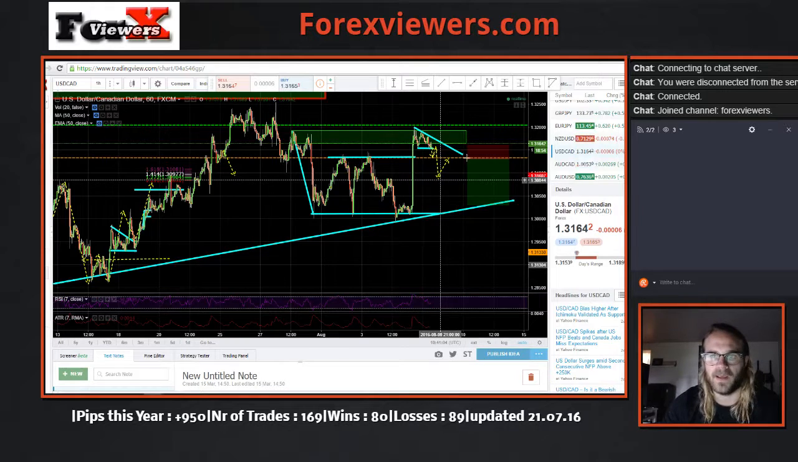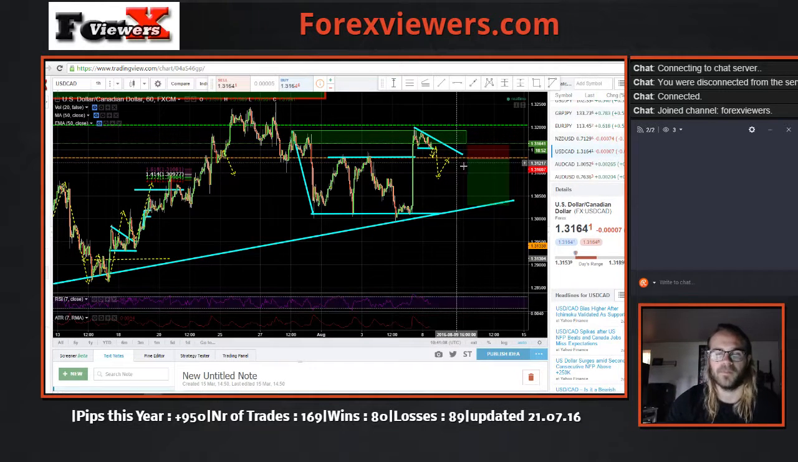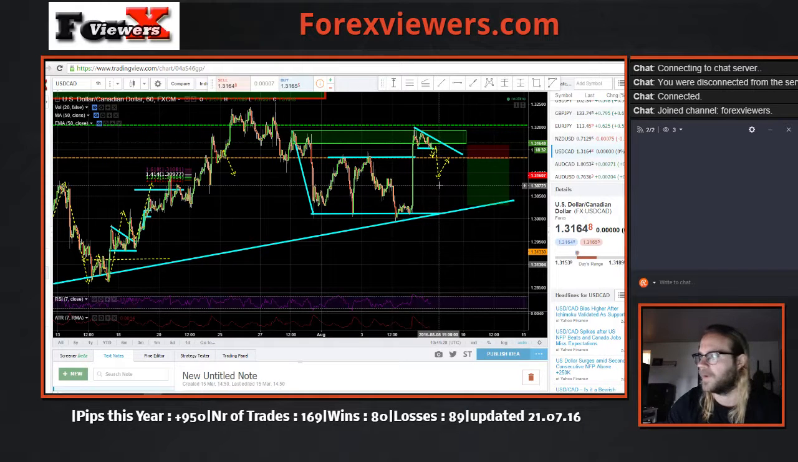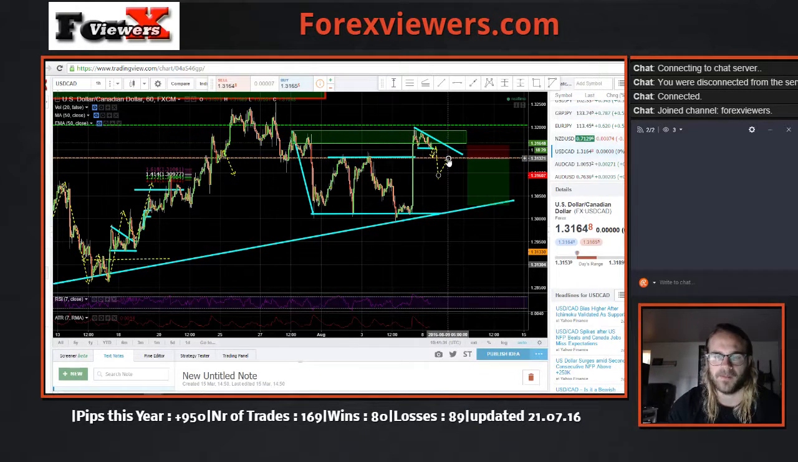Well, this would be a scenario I will be looking for. I really want to see a break of this support level before going short. I think that we may have some problems here. But if we do break to the downside, this is probably going to be a nice short right here. So I'm setting the dollar CAD on my radar.